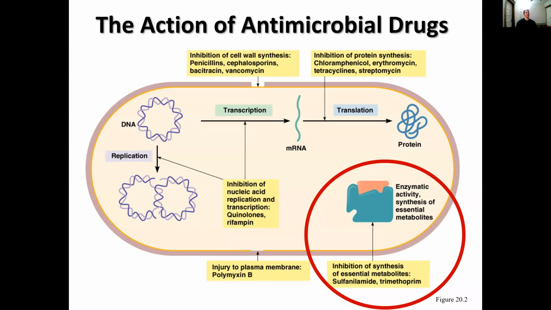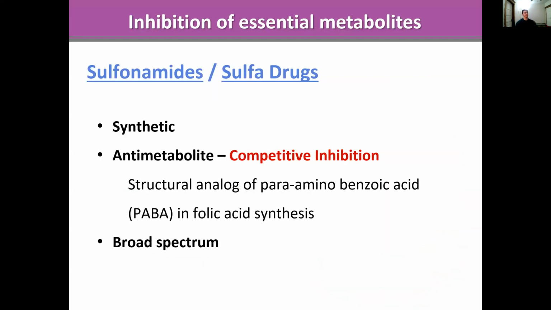So here is an example of how these antimicrobial drugs can function and what they will target. Based on this diagram and the descriptive boxes here, you can see that different antimicrobial drugs will target different processes, and I'm going to go through each of them in a little more detail. But first we're going to start with this inhibition of synthesis of metabolites, bringing us to sulfamines or sulfa drugs.